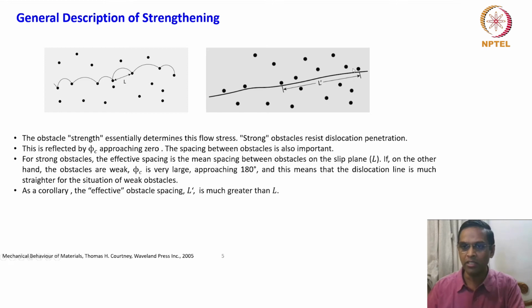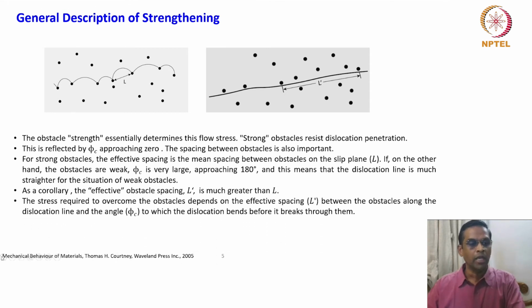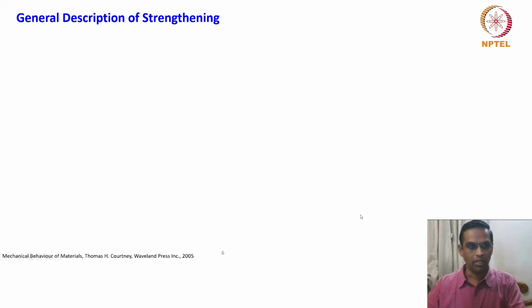So it is an average of these particle distances that is going to be L prime, not just the distance between the two particles. So there is a difference between hard and weak obstacles for dislocation motion. This is very important. The stress required to overcome the obstacles depends on the effective spacing L prime between the obstacles along the dislocation line and the angle phi c to which the dislocation bends before it breaks through them. This is important.